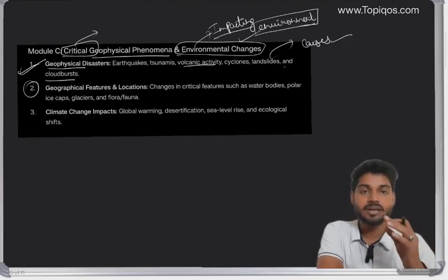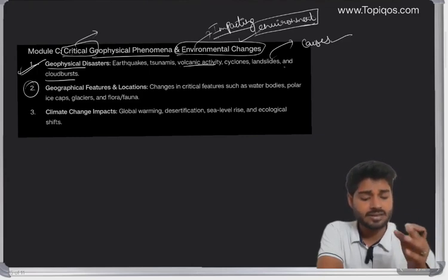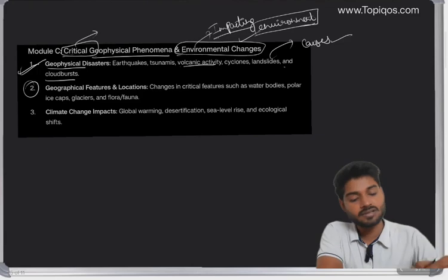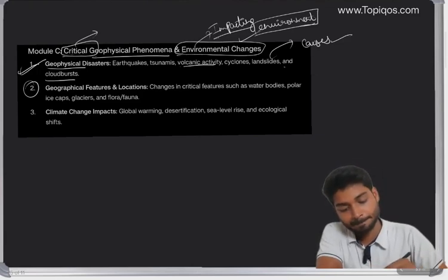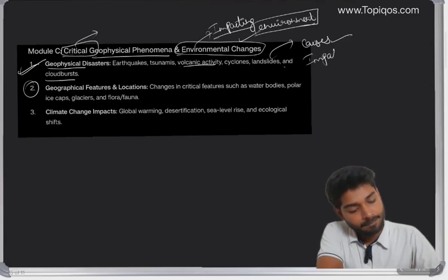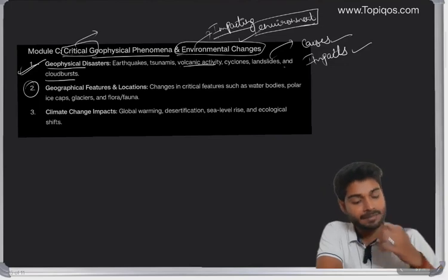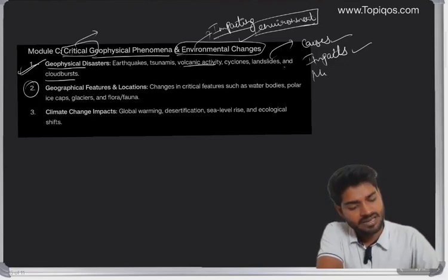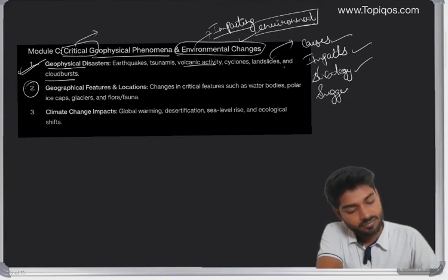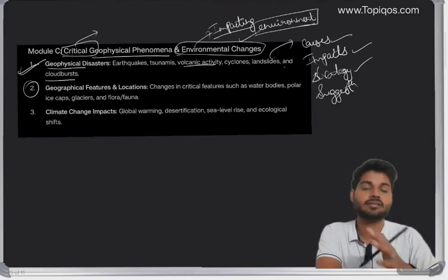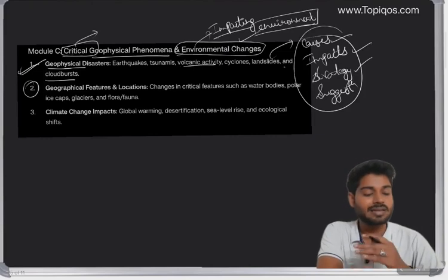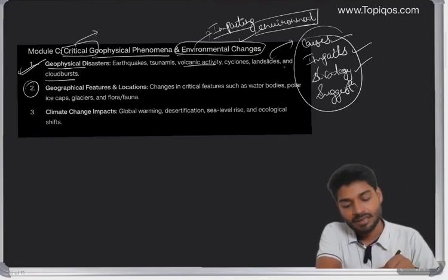Mitigation strategy for tsunami. Mitigation strategy for volcanic activity. Mitigation strategy for cyclone, landslide, and cloud burst. So for all of these, we have to study cause, impact, and mitigation strategies. Write this down: strategy, mitigation strategies. So we have to prepare strategy, and then one more suggestion from your side. So we have to prepare geographical disasters in these dimensions: cause, impact, strategy, and solution. Okay, now we have to move on.